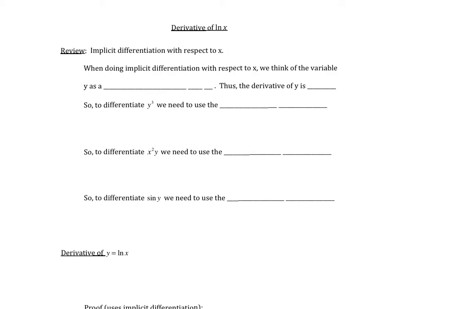When doing implicit differentiation with respect to x, the key idea is we want to think of the variable y as a function of x. In other words, when we take the derivative of y, we write that derivative as dy/dx. That represents the derivative of a function that we have defined implicitly. So for example, if y represents some function, and we want to find the derivative of that, we need to use the chain rule.